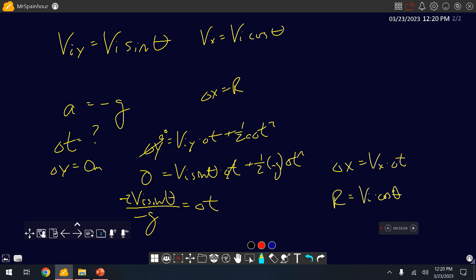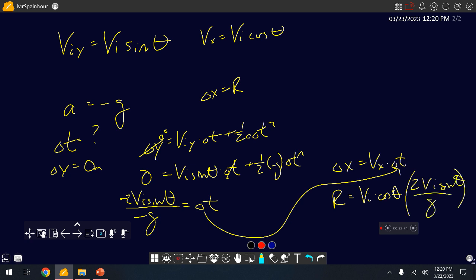But this is how you get to time. Once you have, you'll notice this was the time in both cases. Once you have that time, it can go straight in here. Delta x, or range, equals vx times delta t. Vx being vi cosine theta, and t, as previously stated, being 2 times vi times sine of theta all over g.